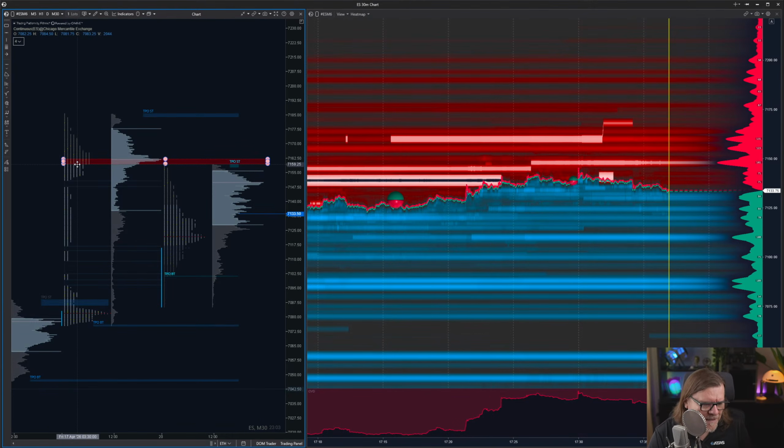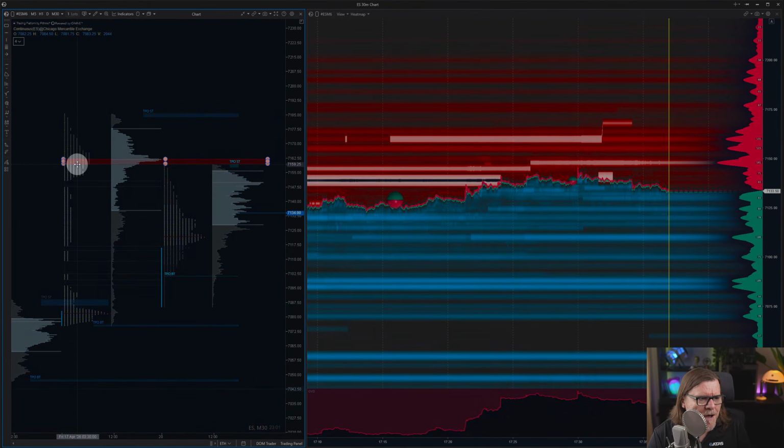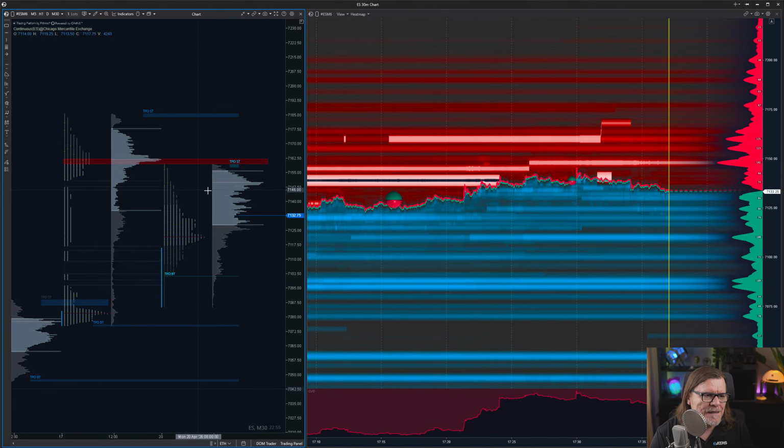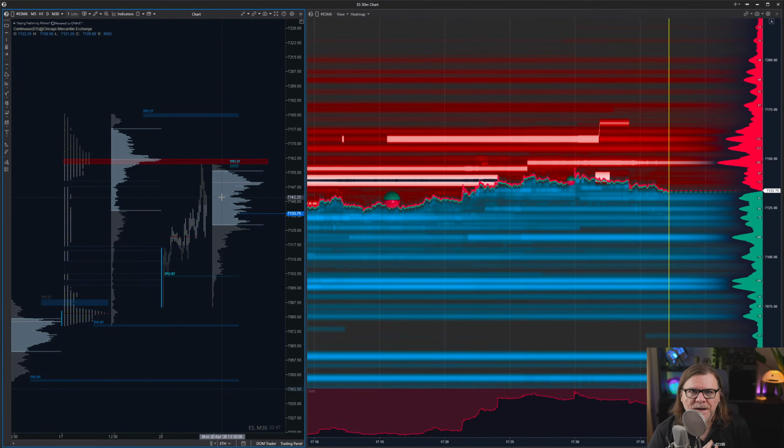Why? Because there's the VAH of the market profile on the left and POC of the volume profile on the right. You see that? And what did the price do? The price got to that level and got rejected. So if I'm a scalper, I don't care. I feel safe. I know that I am safe until here.